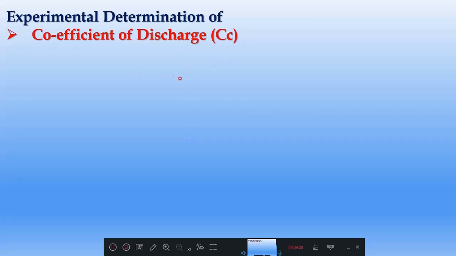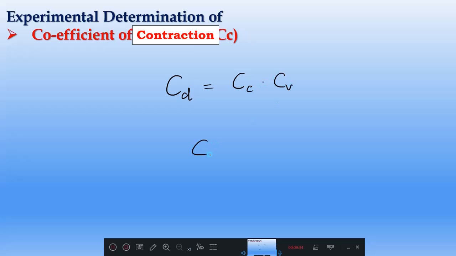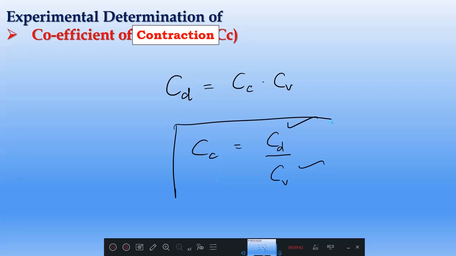Then coming to Cc, we have a very interesting thing, because Cd is already derived as Cc into Cv. Therefore you can calculate Cc as Cd divided by Cv. Both are determined practically. Therefore you can get the Cc value.